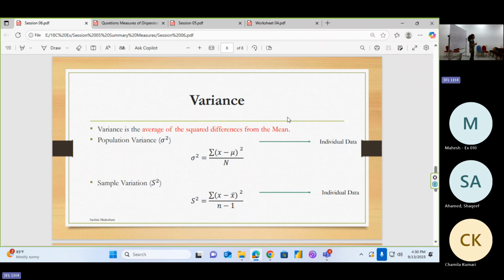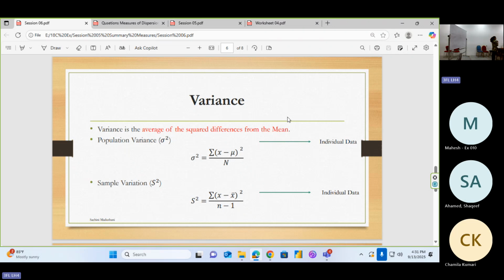The reason is that a dispersion value cannot be negative. It can be 0, but cannot be negative. First we studied the range. Can we get a negative value for the range? Cannot. Why? Range is maximum value minus minimum value, the difference between the highest and the lowest, so all the time we get a positive value.